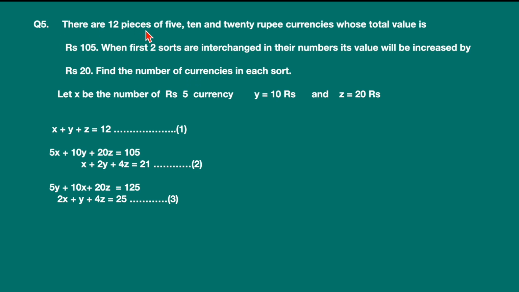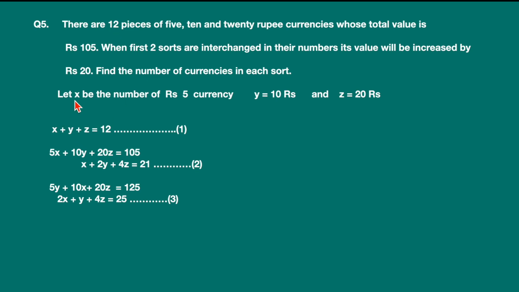Question 5. There are 12 pieces of 5, 10 and 20 rupee currencies. Currencies, you can think of it as notes or coins. So here they've used the word currency. It's the same meaning. Whose total value is rupees 105. So here we have 5 rupee notes, 10 rupee notes and 20 rupee notes. And the total number of notes is 12.